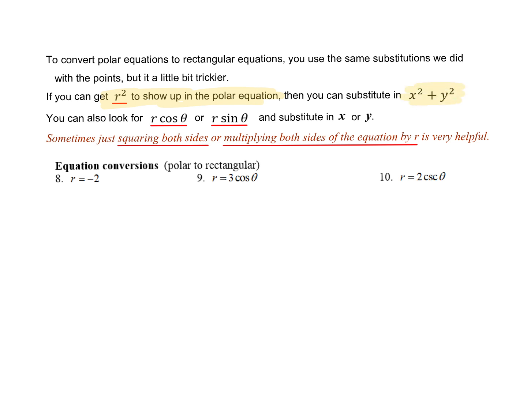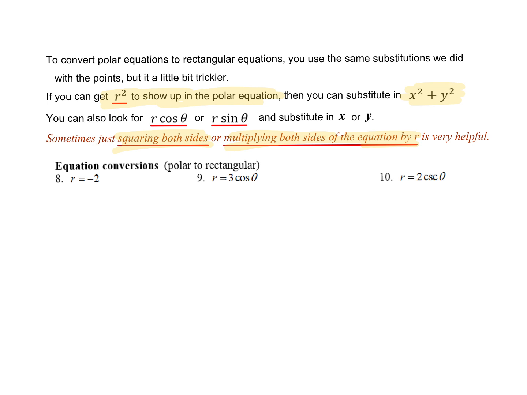I don't see any r squareds down there in 8, 9, and 10, right? So to get that, a lot of times you could either square the side, like if you've got an r or a negative r on a side, you could square it, or you could multiply both sides by an r. Those are the two tips I want you to keep in mind: squaring a side or multiplying it by r. If you try one and it doesn't give you something nice, try the other. Try multiplying by r.